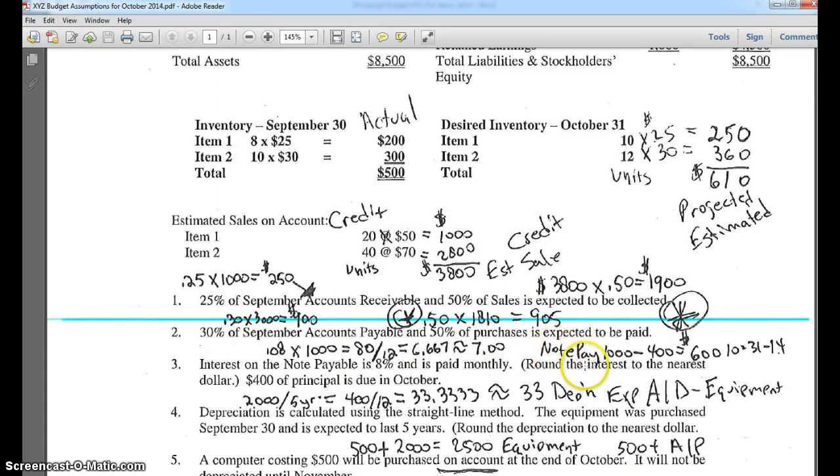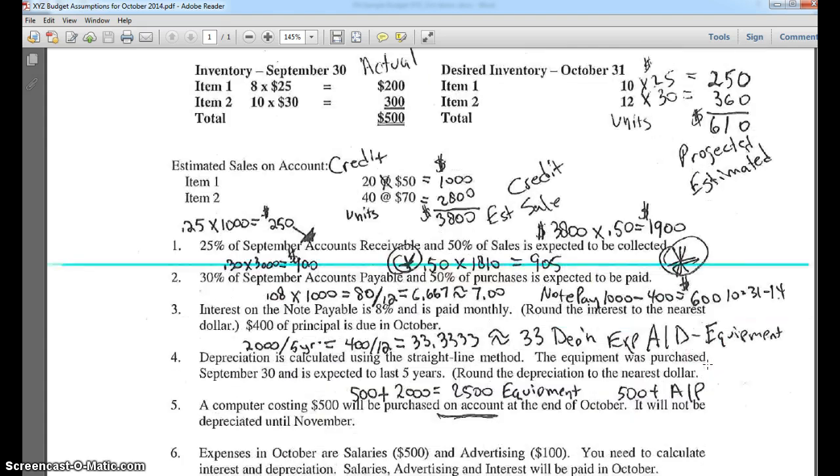Also, note that on the note payable, the beginning balance of 1,000, if we're paying back 400, our ending balance for 10/31 is going to be $600. And again, I'm putting that all on the assumption page so that you can see that. Depreciation was calculated using straight line depreciation. Equipment was purchased on September 30th and is expected to last 5 years.